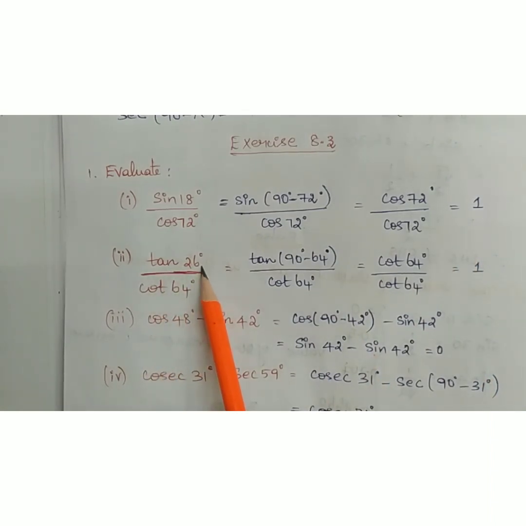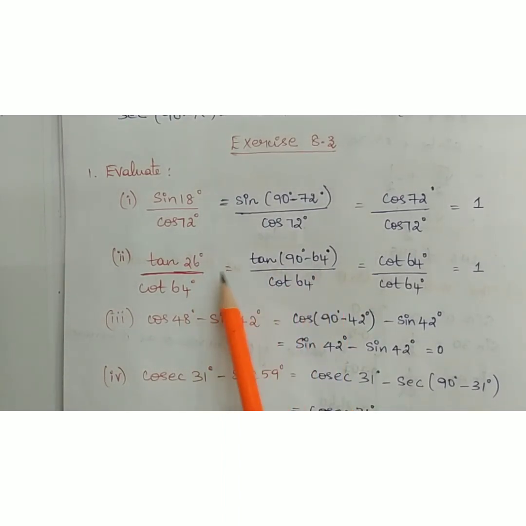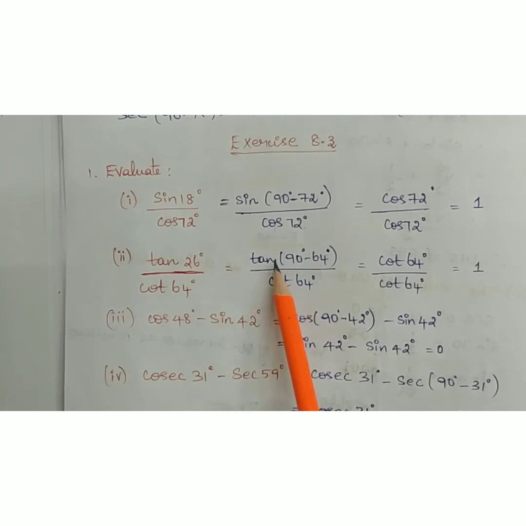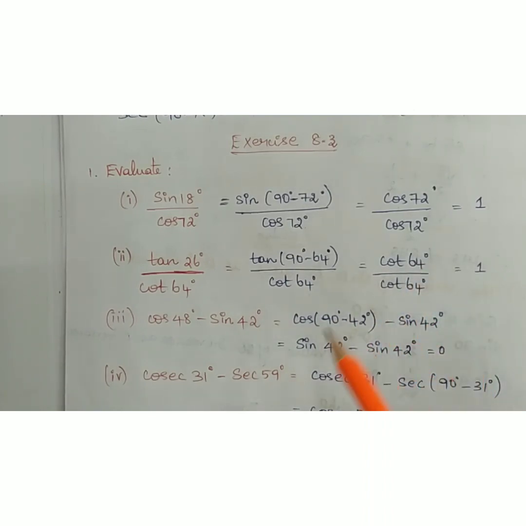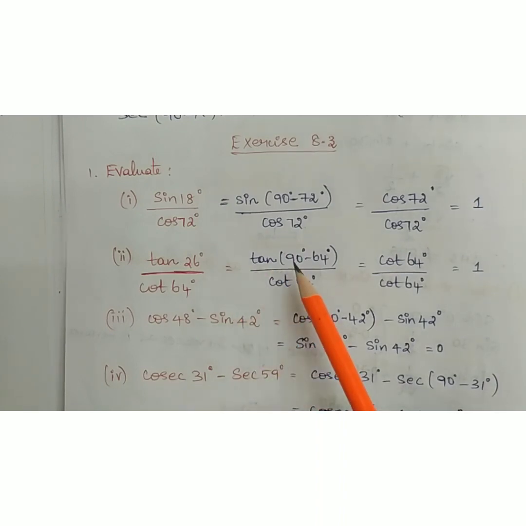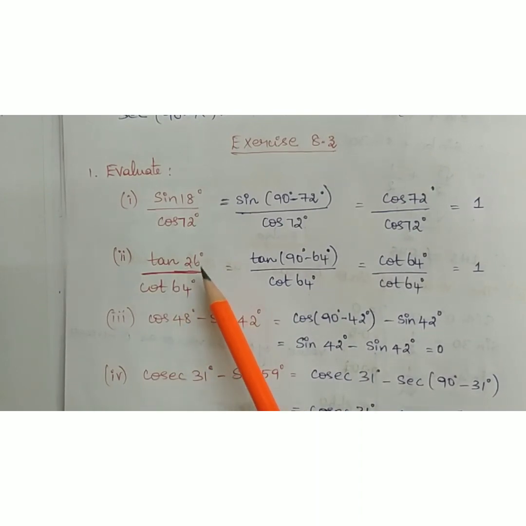Then tan 26 by cot 64. So tan 26 can be written as tan of 90 minus 64, by cot 64. Here tan of 90 minus theta is cot theta. That is cot 64. So cot 64 and cot 64 get cancelled. So it is 1. Here not only tan, you can also change cot, but only one of the values should be changed. You shouldn't change both. Okay.